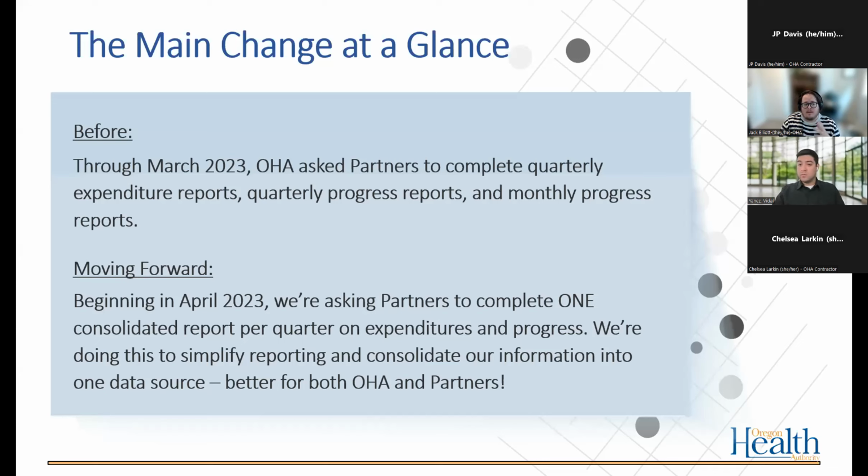Moving forward, beginning in April, as of April 30th, we're going to be asking you all as our partners to complete one consolidated report per quarter on expenditures and progress. We're doing this to simplify reporting and to consolidate information into one source so that it's better for both you all and for OHA in terms of data collection. So we're moving from this slew of monthly and quarterly reports to one quarterly report. There's no more monthly reporting, just to be clear. Next slide, please.